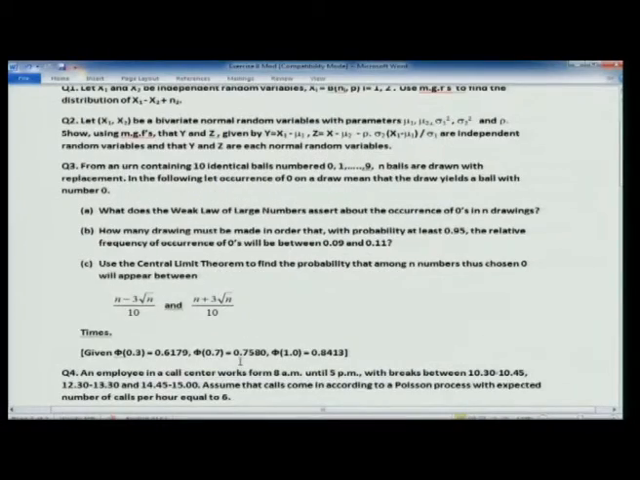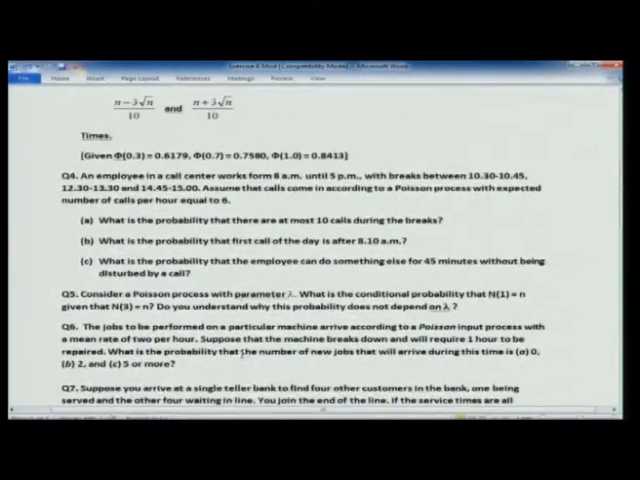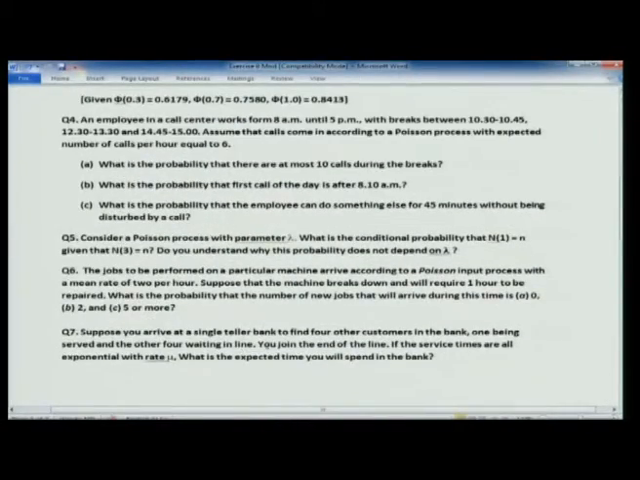So, now let us go to problem 4. An employee in a call center works from 8 a.m. until 5 p.m. with breaks from 10:30 to 10:45, then from 12:30 to 1:30, and 2:45 to 3:00. Assume that calls come in according to a Poisson process with expected number of calls per hour equal to 6. So, your lambda is 6. What is the probability that there are at most 10 calls during the breaks?